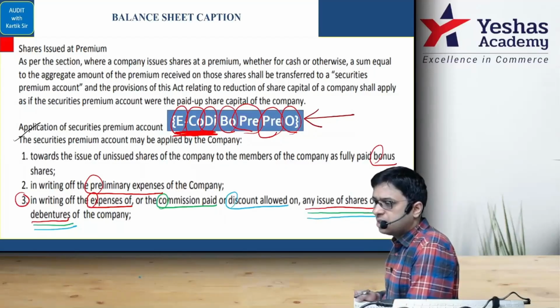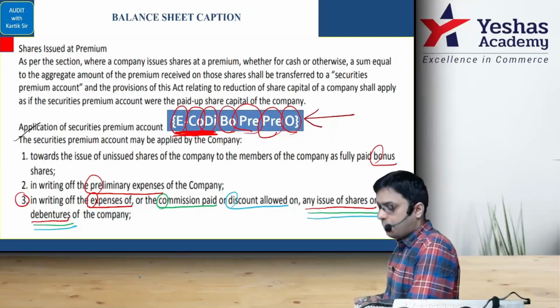What is the next question number? So please tell me. Question number 8. Write the question number 8, and go to that application of securities premium account. Application: for which purposes can the securities premium account be used?